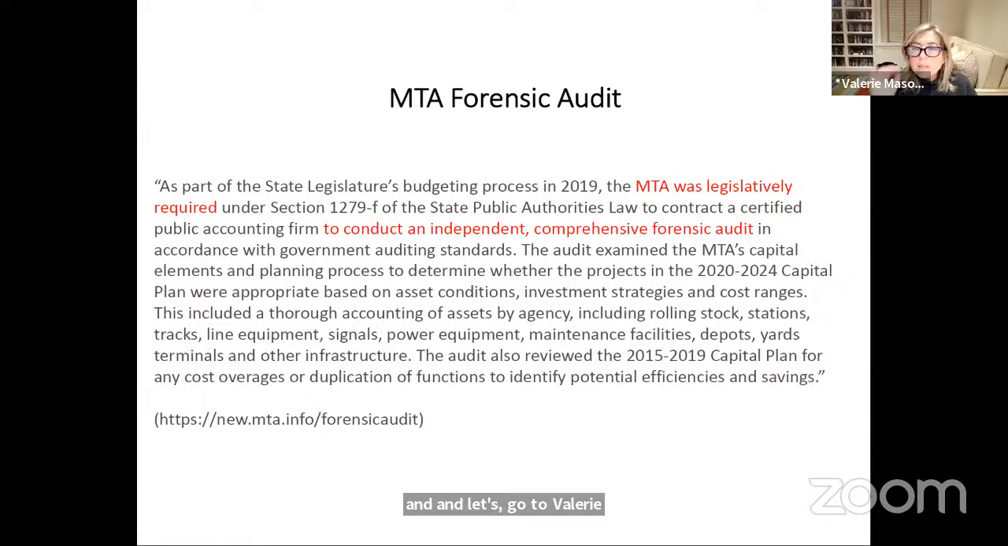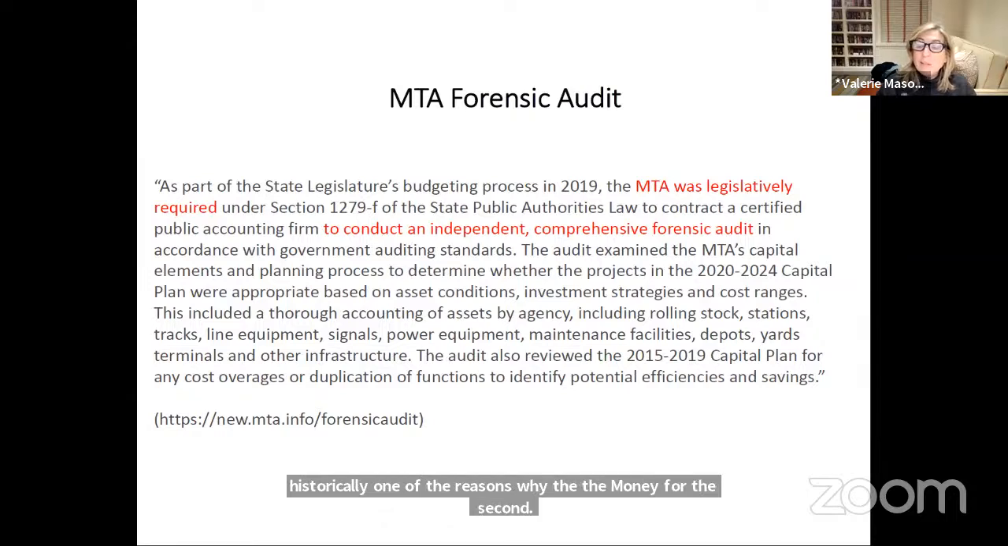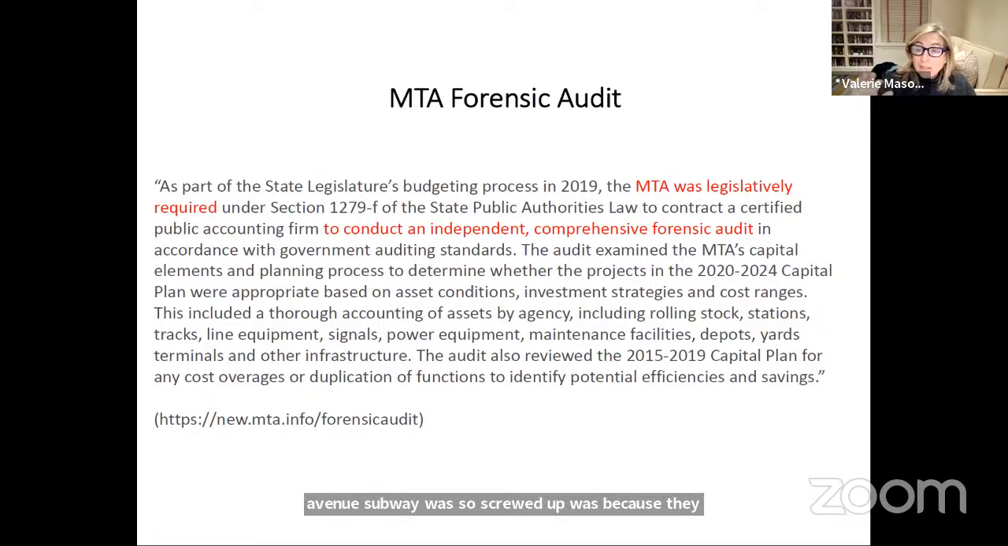I just wanted to ask Craig a question. What makes you think that there is a lockbox? Because when I was at the hearing in 2019, and the MTA came before us, they specifically said they didn't have a lockbox. Historically, one of the reasons why the money for the Second Avenue subway was so screwed up was because they kept taking the funds that were earmarked, not lockboxed, for the Second Avenue subway, and they were actually spending them on other projects. So did you see something in the legislation that says?